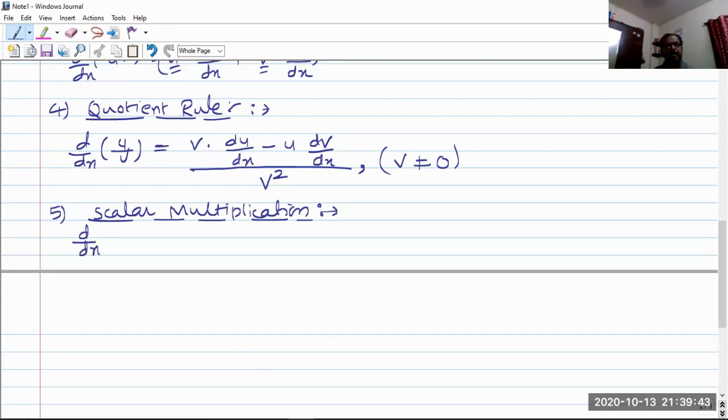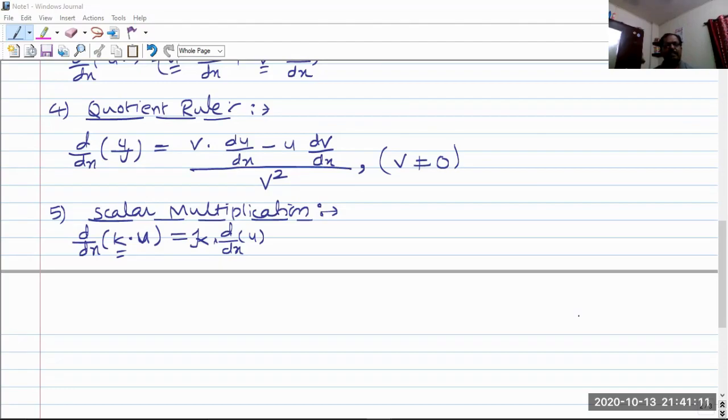So it is d by dx of some k into u or k into v. Here u is a function of x and k is any scalar, any constant number, right? So whenever it is a derivative of a product of a constant and a differentiable function of x, simply take the constant term, the scalar term, outside and apply differentiation to the function of x, that is k times du by dx. It's so simple. So the fifth rule is very obvious.